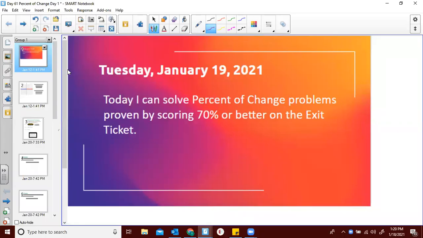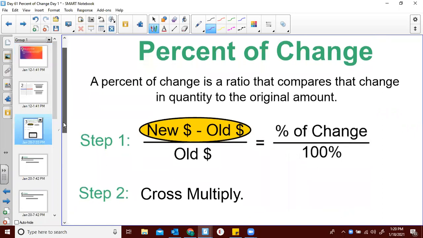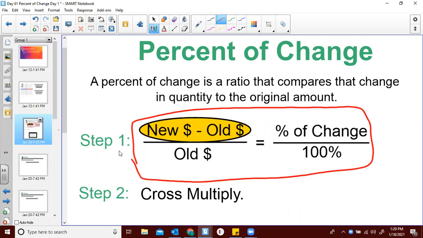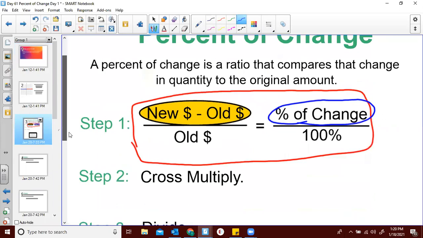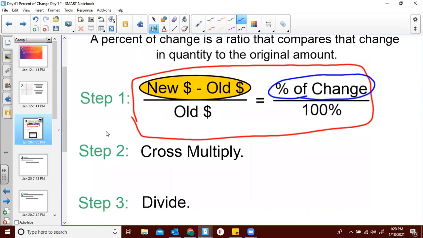Okay, so today we're going to talk about percent of change. There are a couple of things to look at first. Everybody's going to have to memorize this formula: new minus old over old equals percent of change. This percent of change is what we're looking for, over 100. Then to solve, we just cross multiply and then divide.